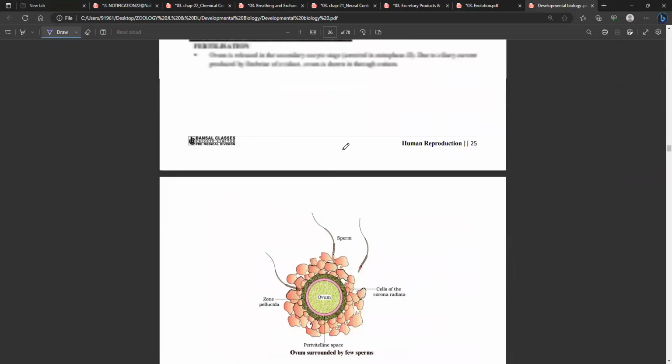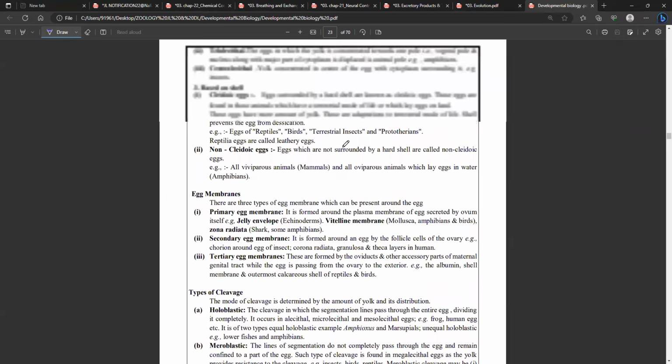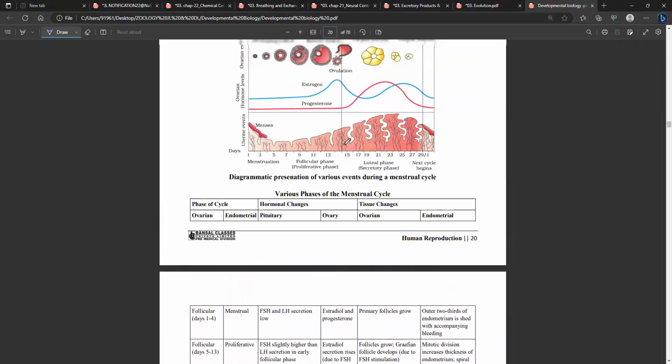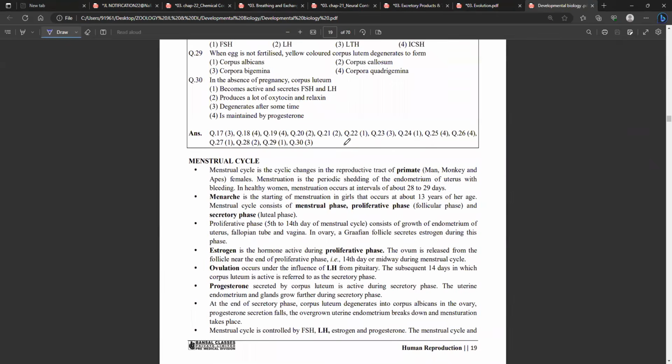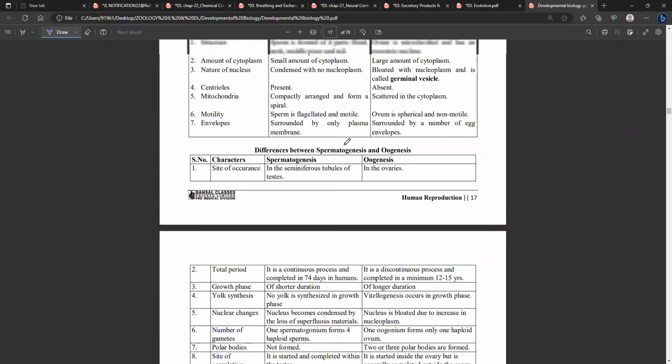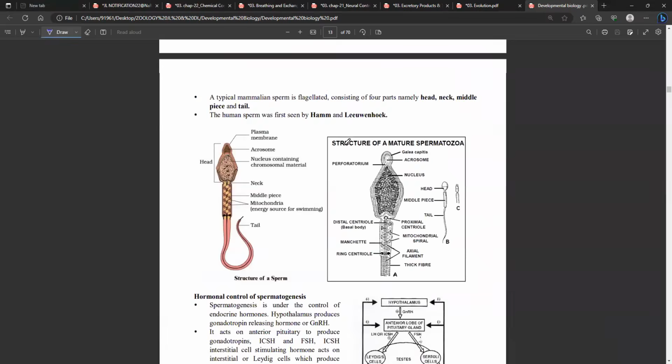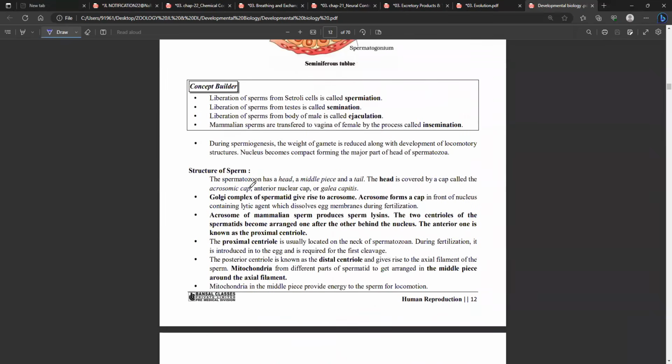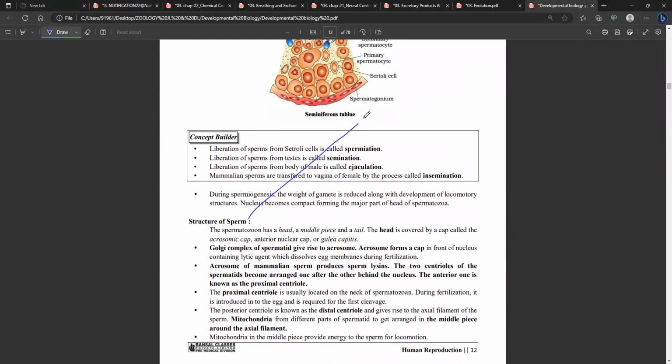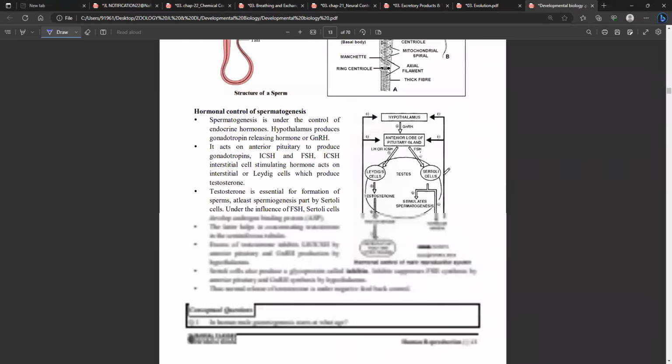So from where you have to start, friends, you have to start from the gametogenesis. Very important, friends. How exactly the sperm is getting formed, how exactly the ovum is getting formed. And whenever you are reading the sperm, the most important topic for the exam is called capacitation. How the capacitation occurs, where, why, what happens after the capacitation, which enzymes are involved in the capacitation, all you have to read.